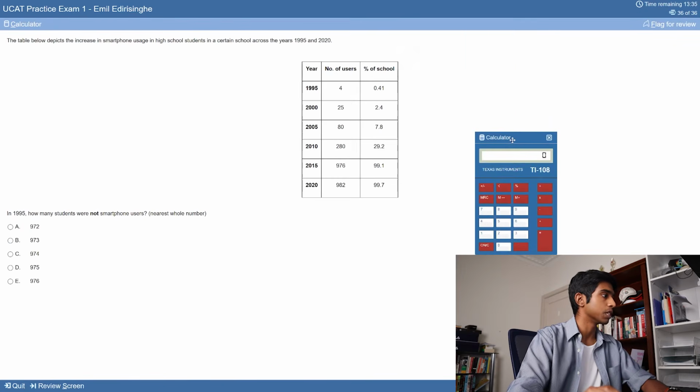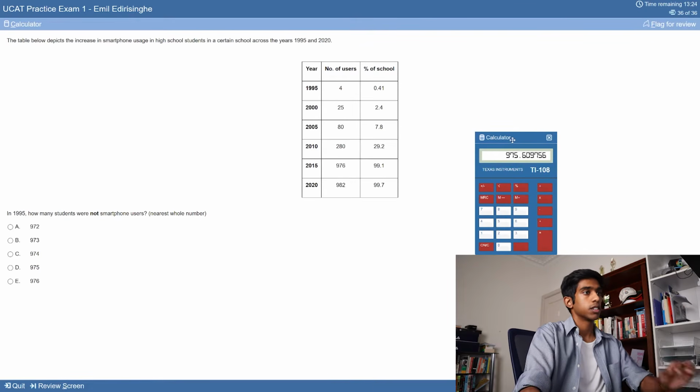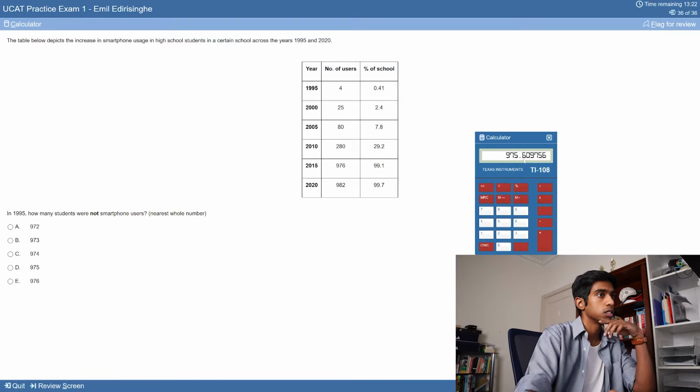1995, how many students were not smartphone users? Okay, so you have 4 divided by 0.0041. That's how many students were in the school. Minus 4 from this number. Let's get 172.